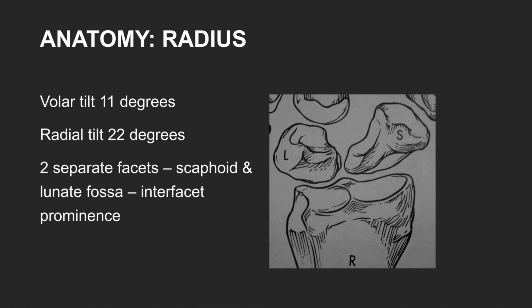The carpus, of course, sits on the radius, which has a volar tilt of 11 degrees and a radial tilt of 22 degrees. There are two separate facets, a scaphoid facet and a lunate facet, and there's an interfacet prominence. The lunate is typically about 50% covered by the lunate facet.